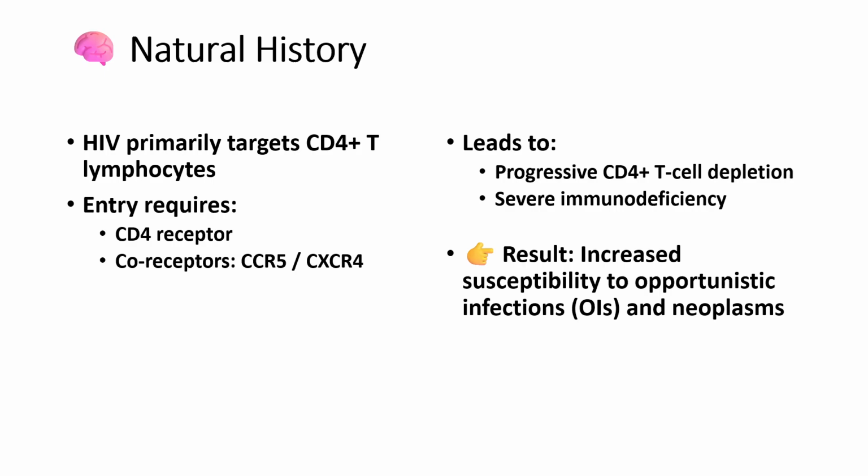Coming to natural history, HIV primarily targets the CD4 positive T cell, that is the T lymphocyte. As we know, it requires CD4 receptors and co-receptors like CCR5 and CXCR4 for entry. As it attacks CD4 positive T lymphocytes, there is a progressive decline in CD4 T cells, causing immunodeficiency. Hence, immunodeficiency puts the patient at risk for opportunistic infections and neoplasms.